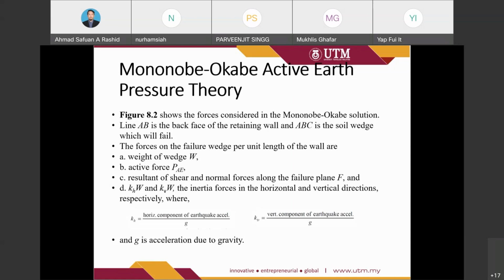The last ones are KHW and KVW, which are the inertial forces in the horizontal and vertical direction respectively. That is for the KH and KV, and g is the acceleration due to gravity. So they include the KH and KV in the normal static approach, to be used for the dynamic loading.